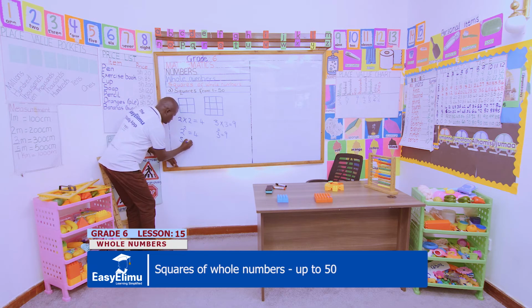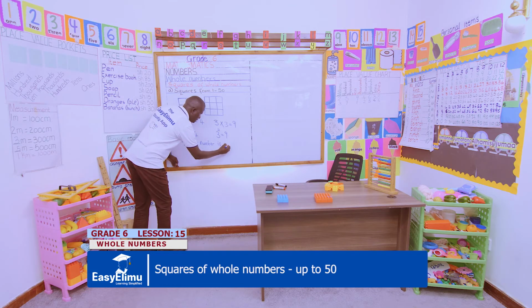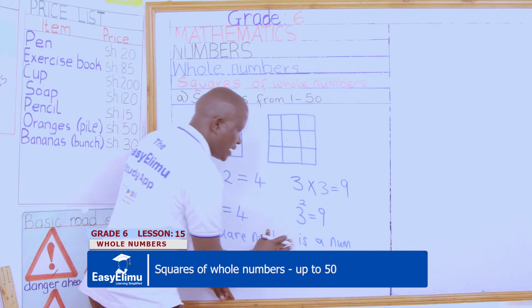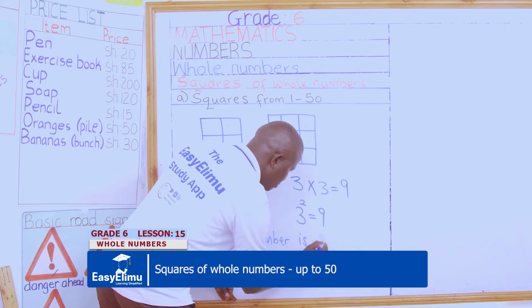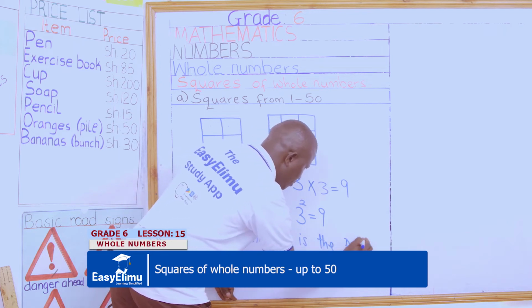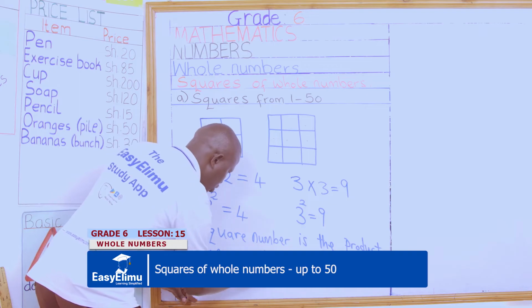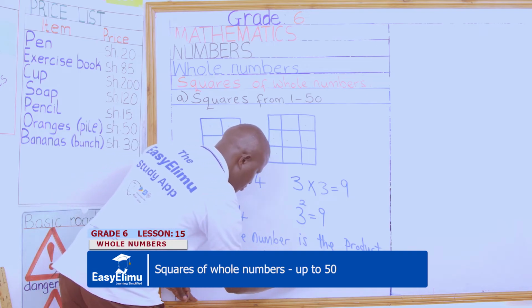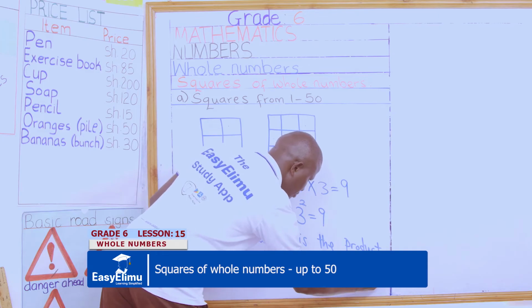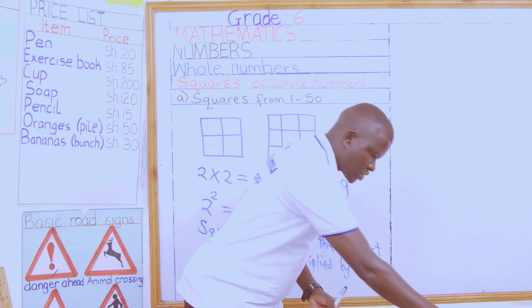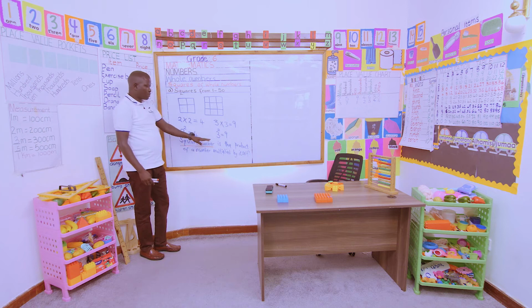Square number is the product of a number multiplied by itself.